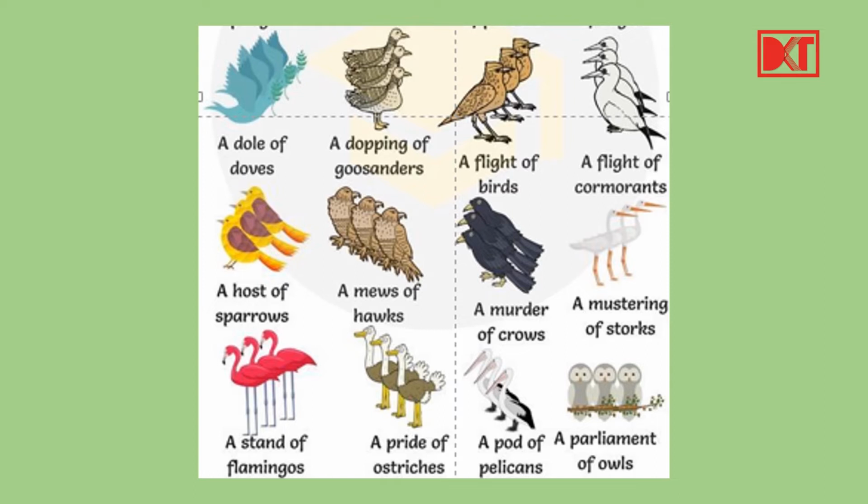Here again we have a few more collective nouns for birds. A flight of birds is the most common. You should remember this one. And you remember for crows also, murder of crows. And this one, a host of sparrows. And a stand of flamingos. And a pride of ostriches as well. And you see, this is quite funny. For a group of owls, we call it a parliament of owls.